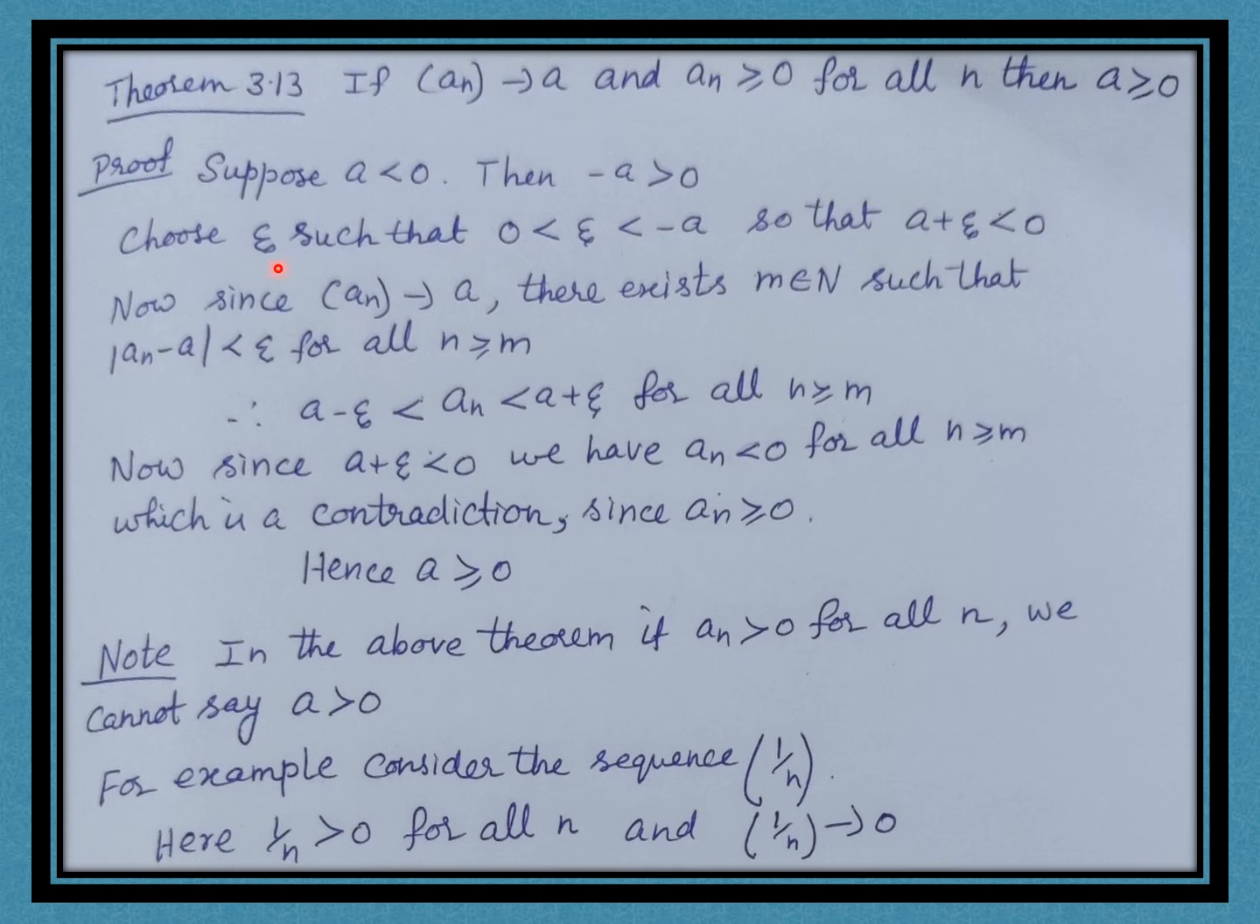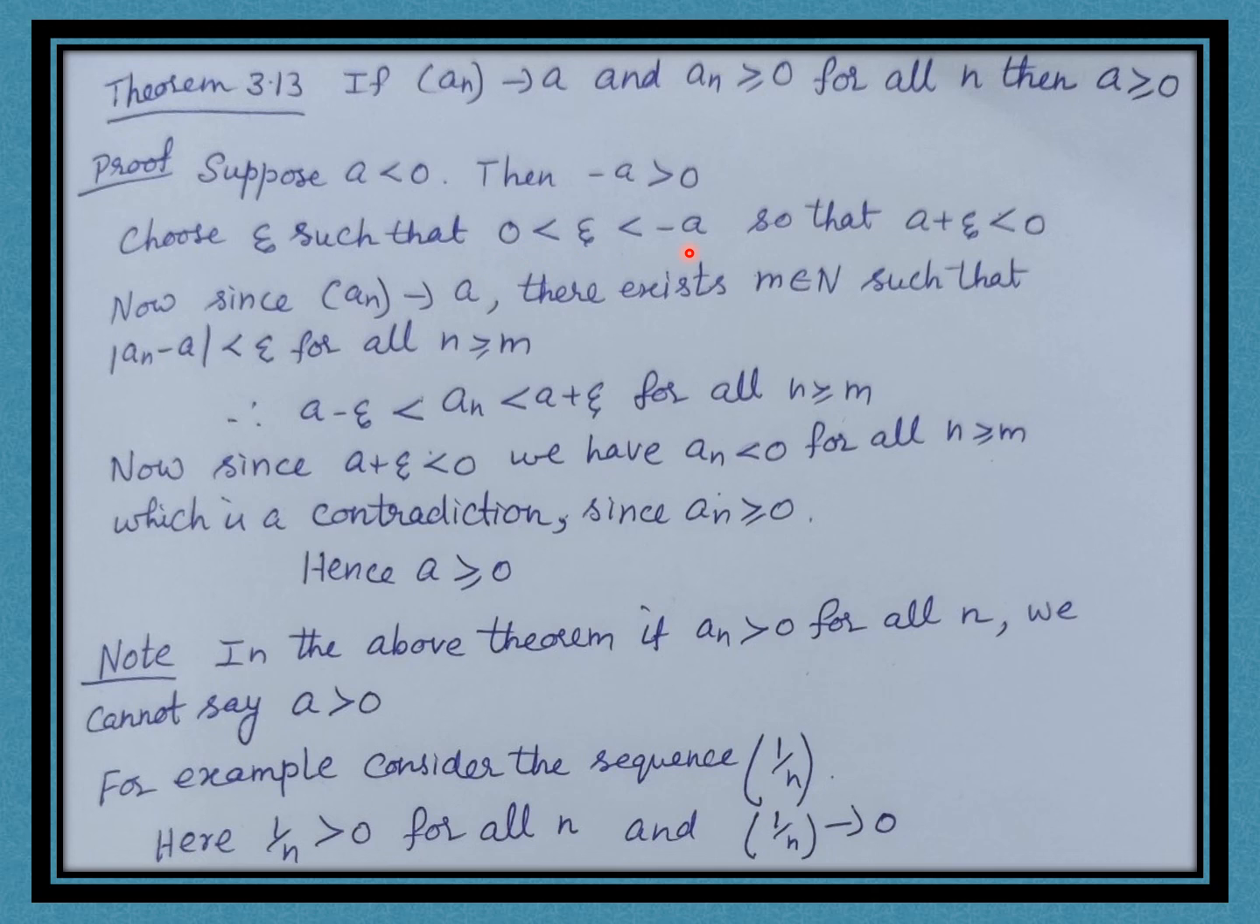Now, we are going to choose epsilon in such a way that epsilon is greater than 0, at the same time it is smaller than minus a. Will it be possible? Yes, it is possible because minus a is a positive value. Even if a is minus 1, we have minus a is 1, then we can choose epsilon lying between 0 and 1. Suppose a is minus 5, then minus a will be plus 5. I can choose epsilon lying between 0 and 5. So we are choosing epsilon lying between 0 and minus a.